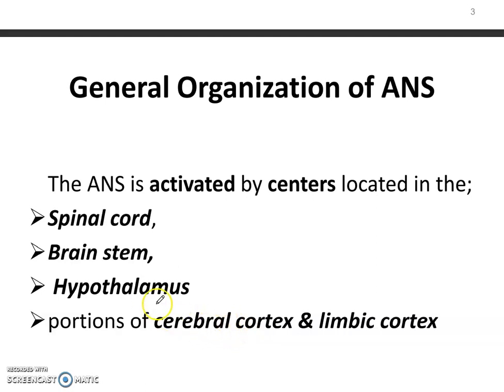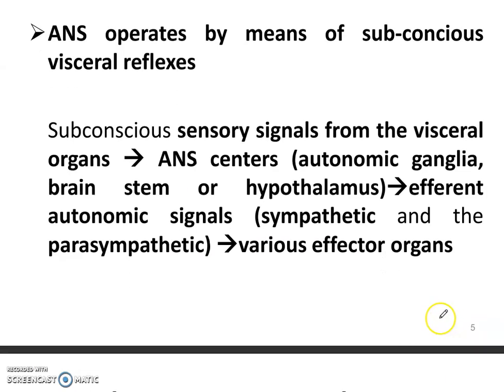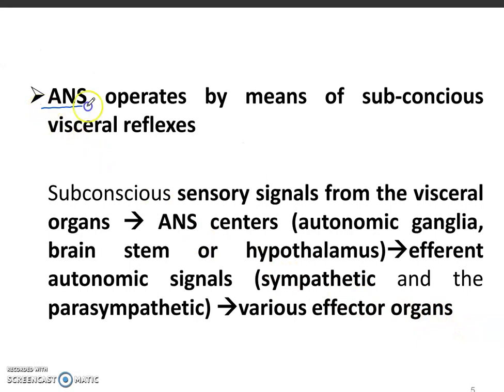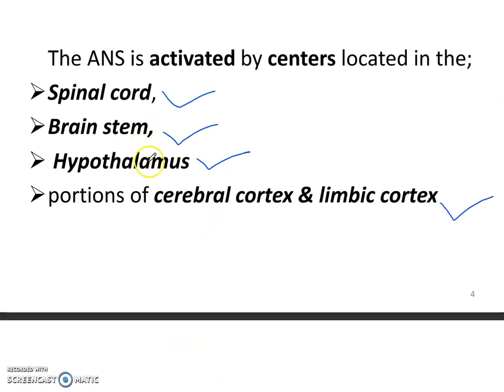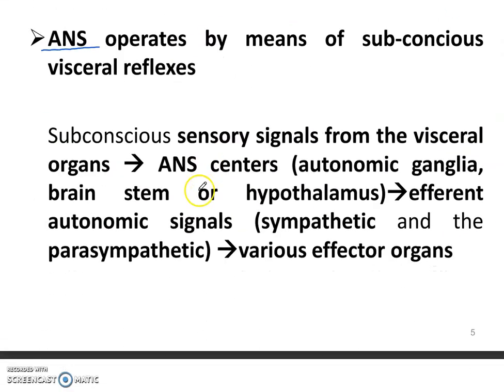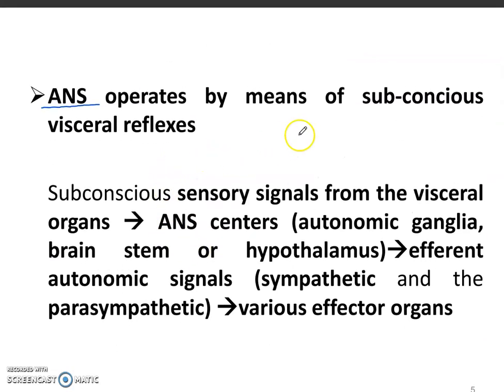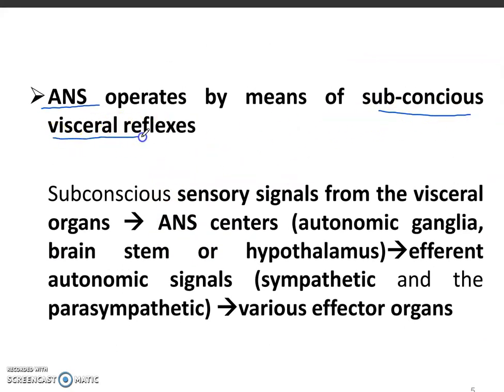General organization of the ANS: it has the spinal cord, brainstem, hypothalamus, and portions of the cerebral cortex and limbic cortex. The ANS, the autonomic nervous system, operates by means of subconscious visceral reflexes, meaning it is not conscious but subconscious. The brain is controlling, but the person doesn't know.